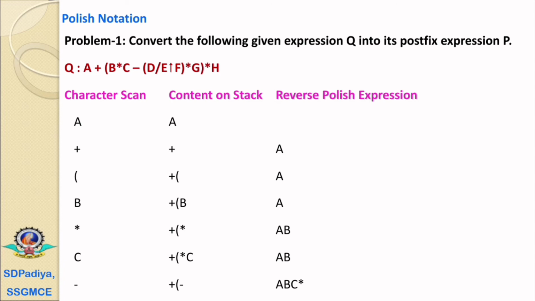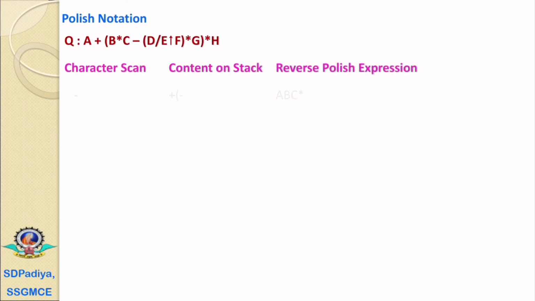And after this minus, the multiplication symbol is in between only these two operands, B and C, that's why we have again pulled this multiplication symbol. Therefore your reverse Polish expression is now capital A, B, C and multiplication symbol. We will continue from this step. The next we scan the open parenthesis and we have written it on the stack.